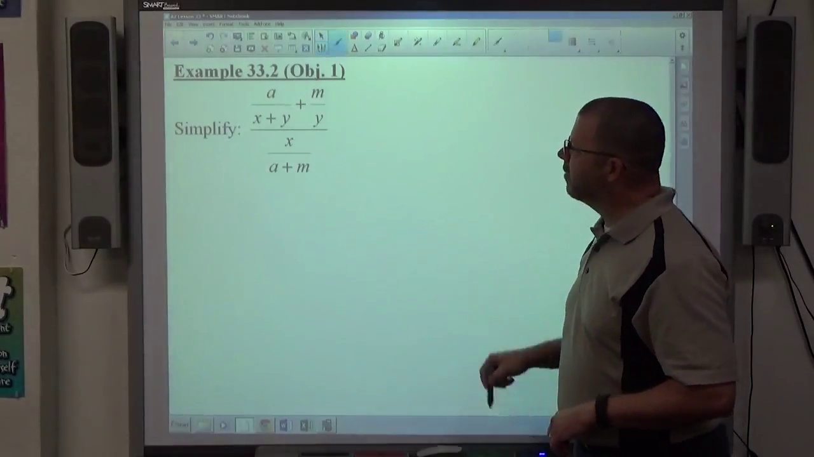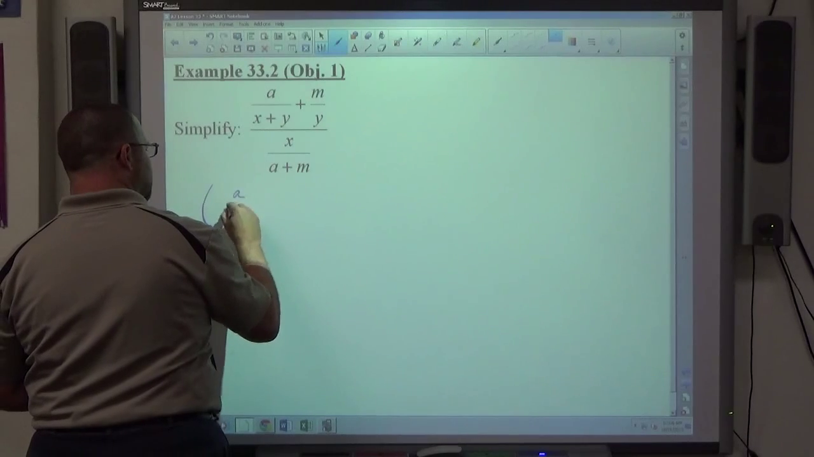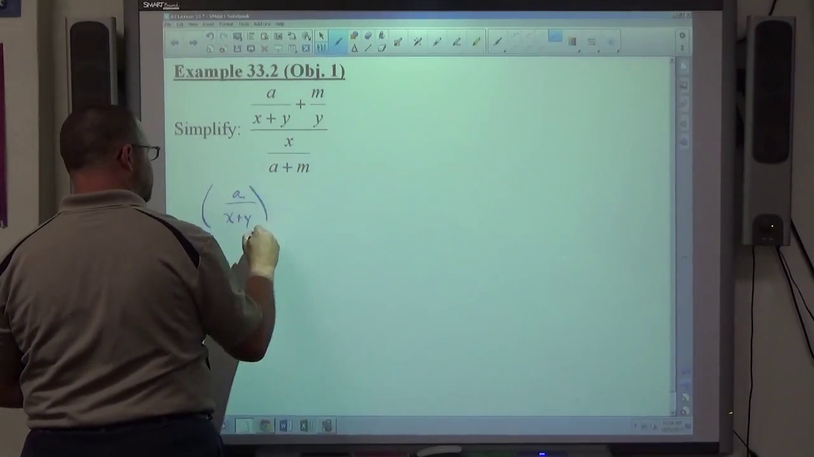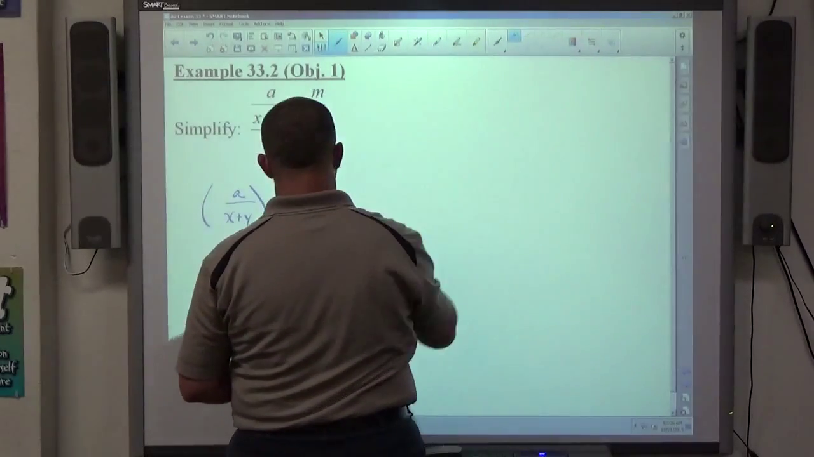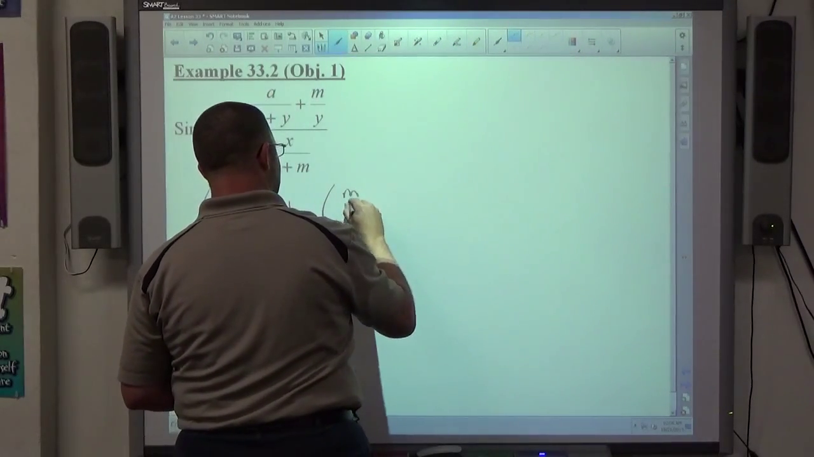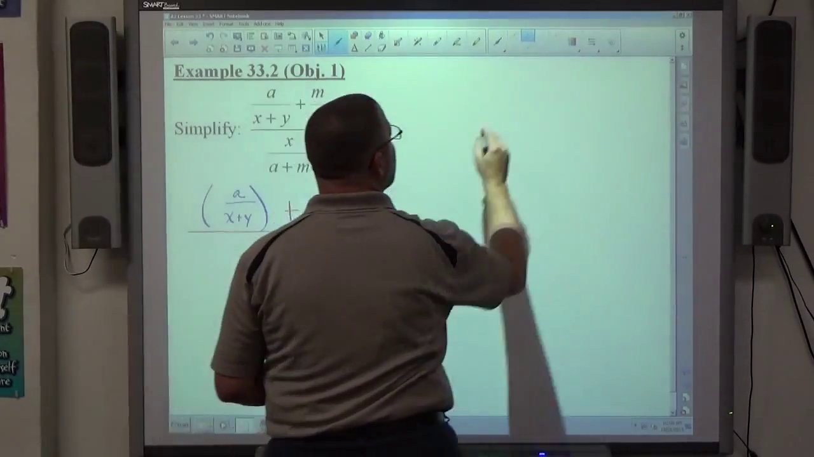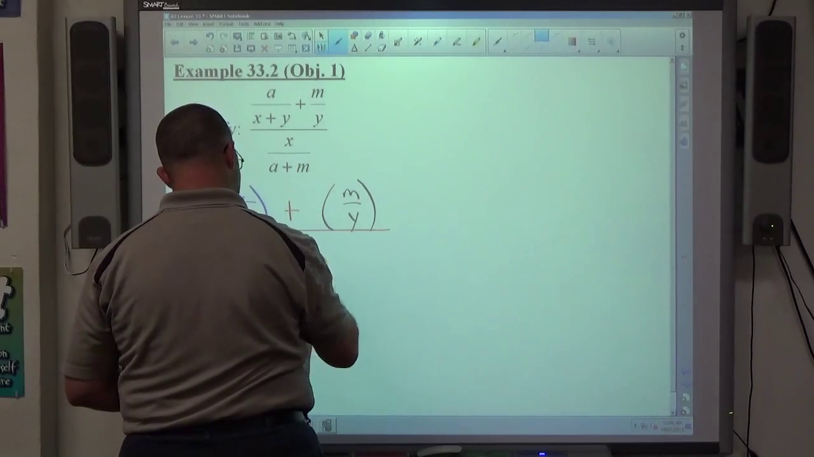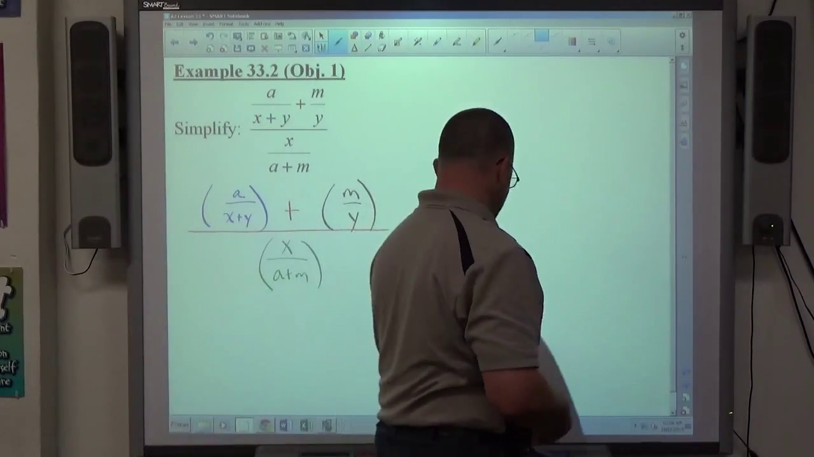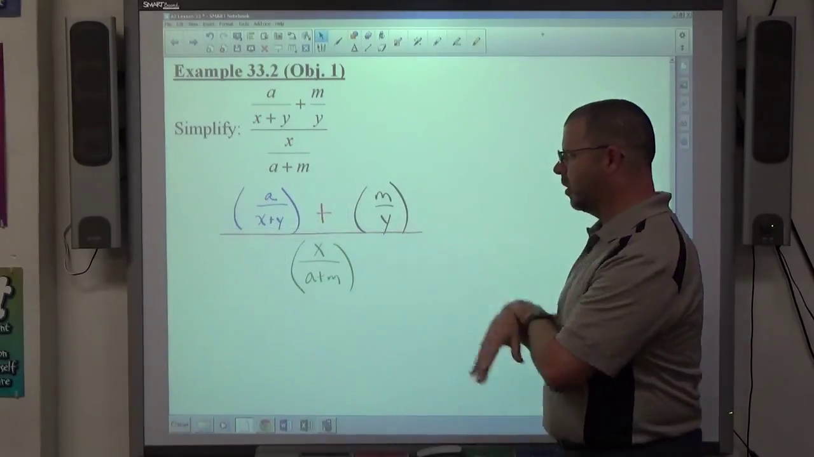So if I write down my problem as is, parentheses a over x plus y, plus m over y, over x over a plus m. Okay, there's my fraction, all broken apart in pieces.